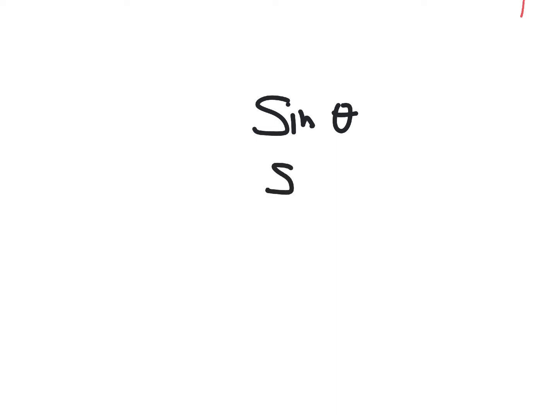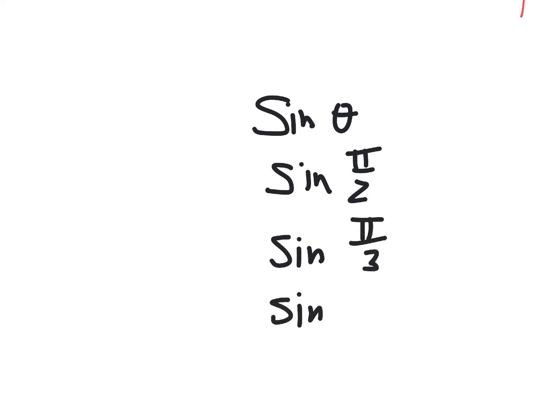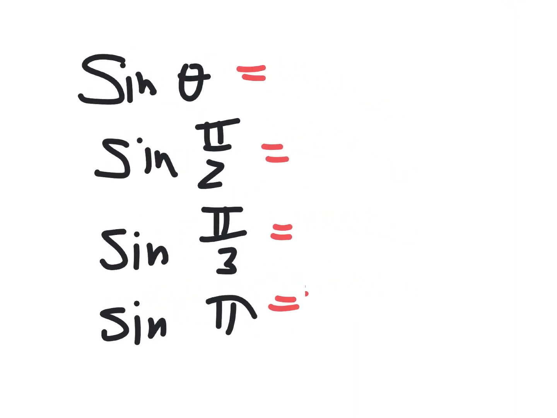Sine 0, sine of pi over 2, sine of pi over 3, sine of pi. You got to be able to do these like riding a bike. You got to be able to be, oh, that's easy. I just jump on and I ride. No big deal. Would you please figure out what those 4 answers are?